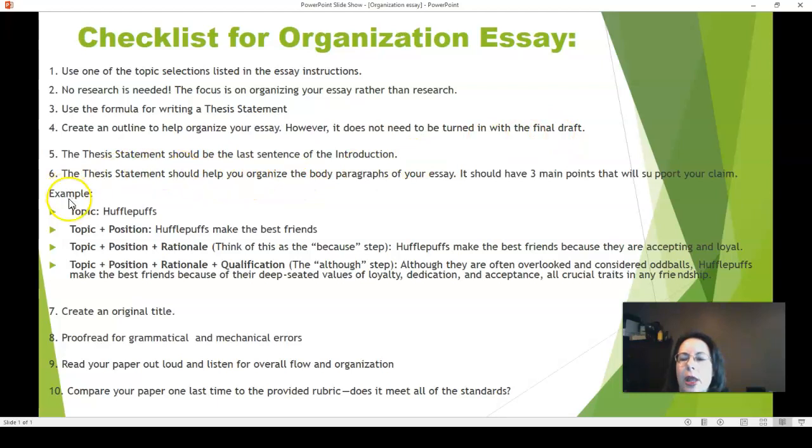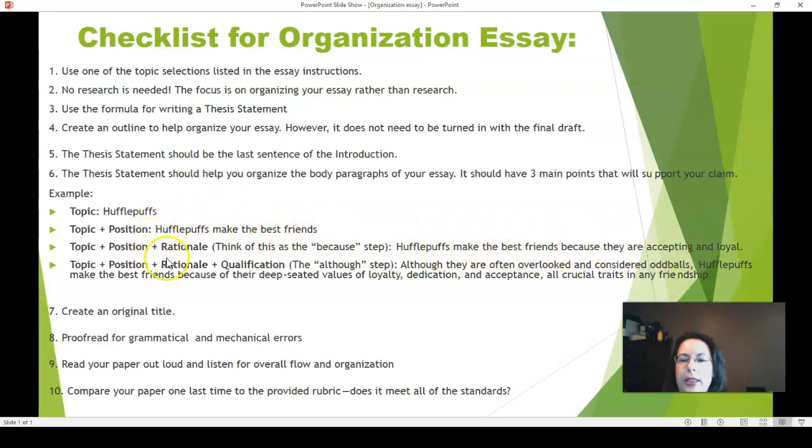Okay, so here's an example of kind of the progression of a thesis statement. So if you take the topic of Hufflepuffs, okay, for all you Harry Potter fans, Hufflepuffs make the best friends. Okay, so that's kind of your claim, your position on it. Okay, topic, and you've gone a little bit more into detail. Okay, so now we have topic, position, and rationale. Think of this as the because step. Why do they make the best friends? Well, Hufflepuffs make the best friends because they are accepting and loyal.